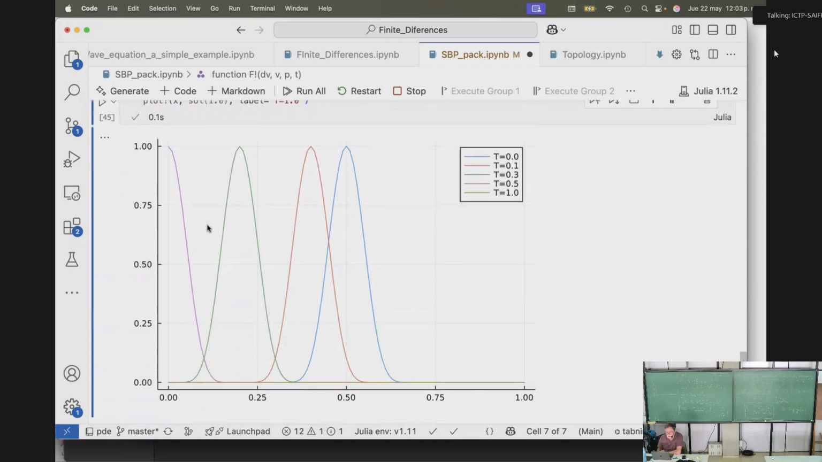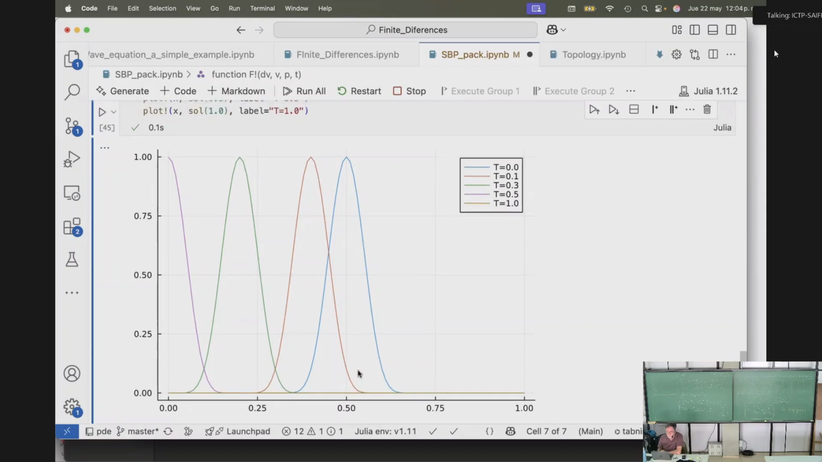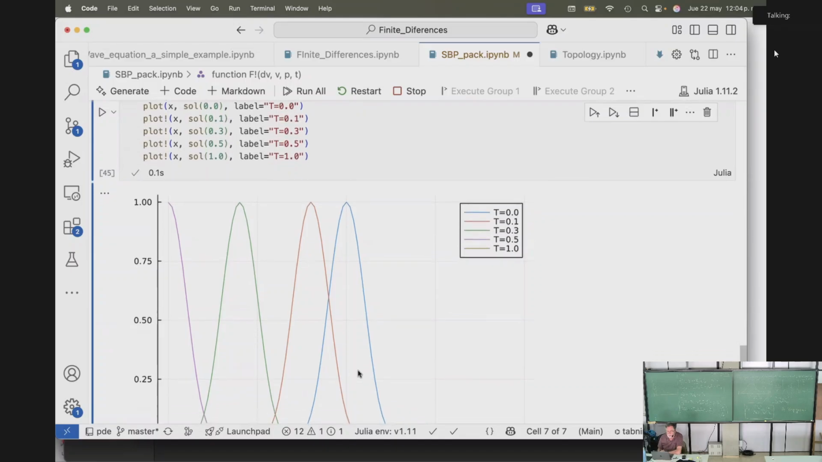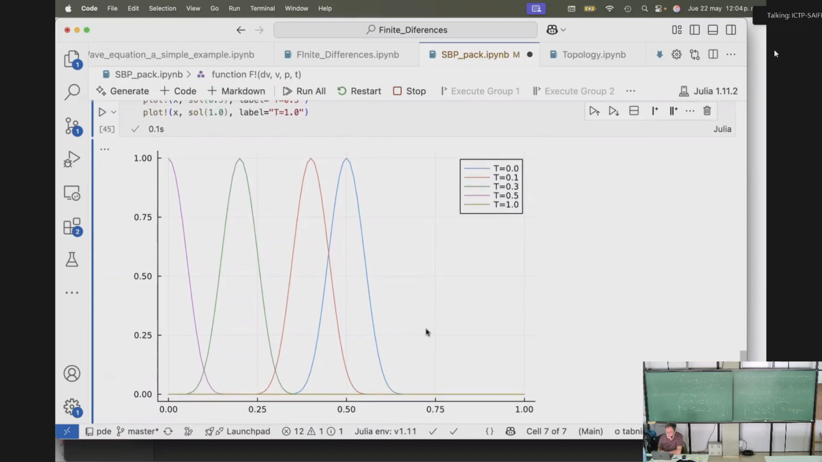Okay, with the Kreiss-Oliger it is working. You see here the initial data is in blue, centered at 0.5, then it starts moving, goes to the boundary, and goes away. And t equal to 1 is just this flat line here. So the wave has gone away, and there is nothing in, because I didn't put any boundary condition.